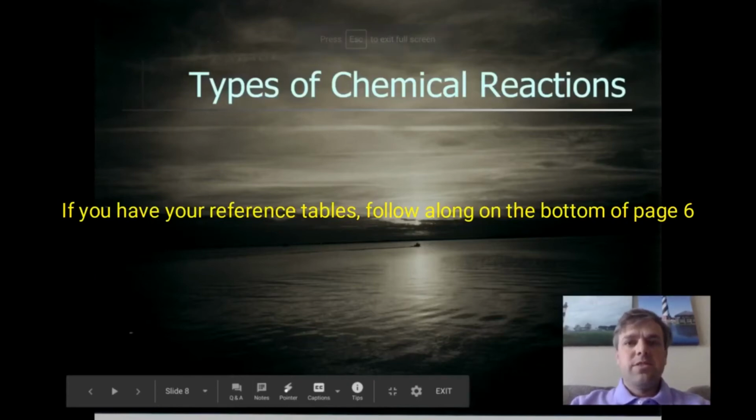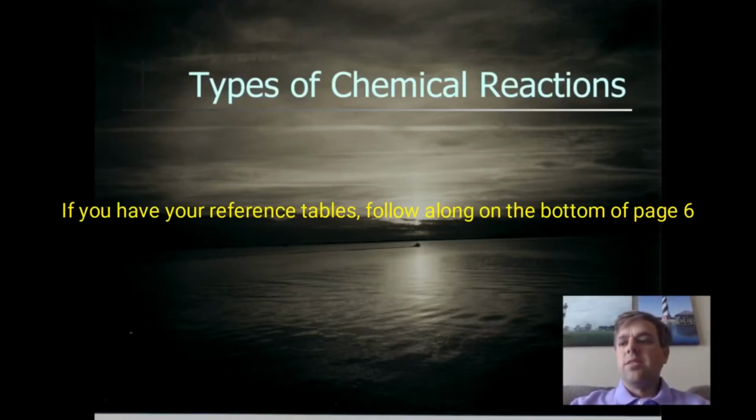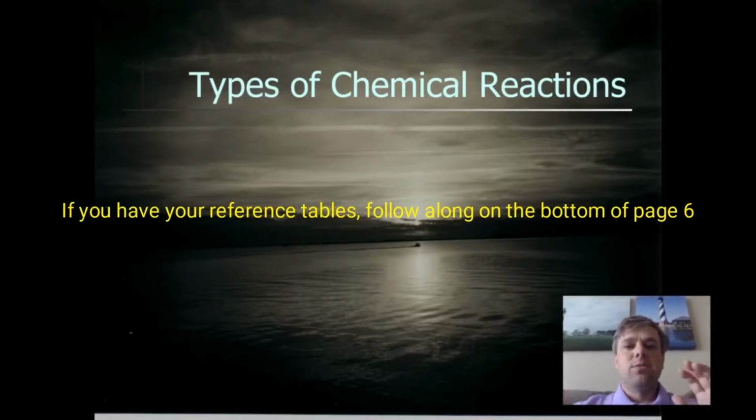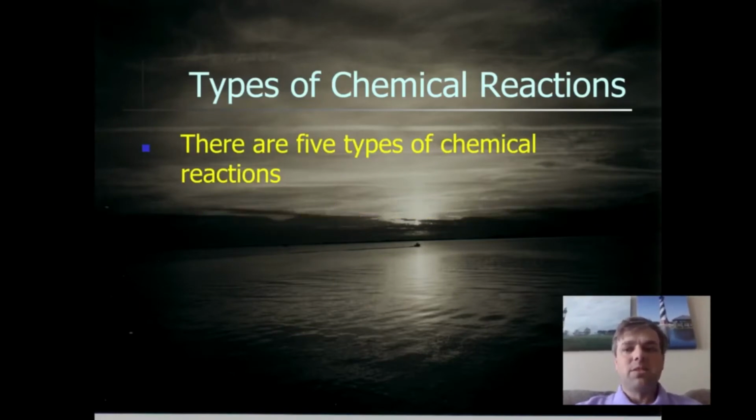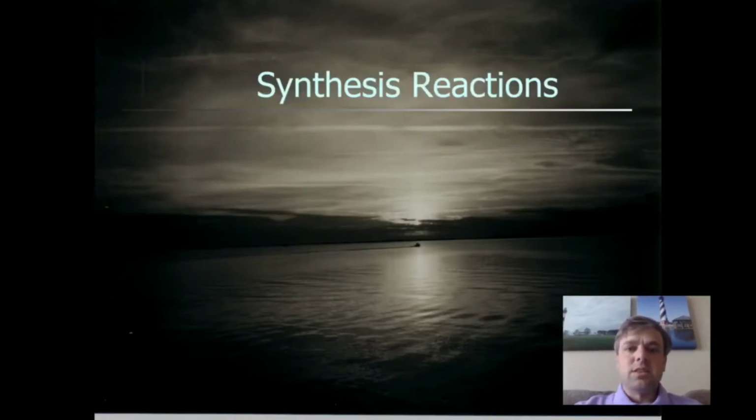Hello, chemistry students. Today, we're going to look at something a little bit different from balancing equations. We're going to look at actually classifying chemical reactions into one of 5 different types. So, the first slide from the slideshow, which you can access in Google Classroom, says there's 5 types of chemical reactions. So, here we go.